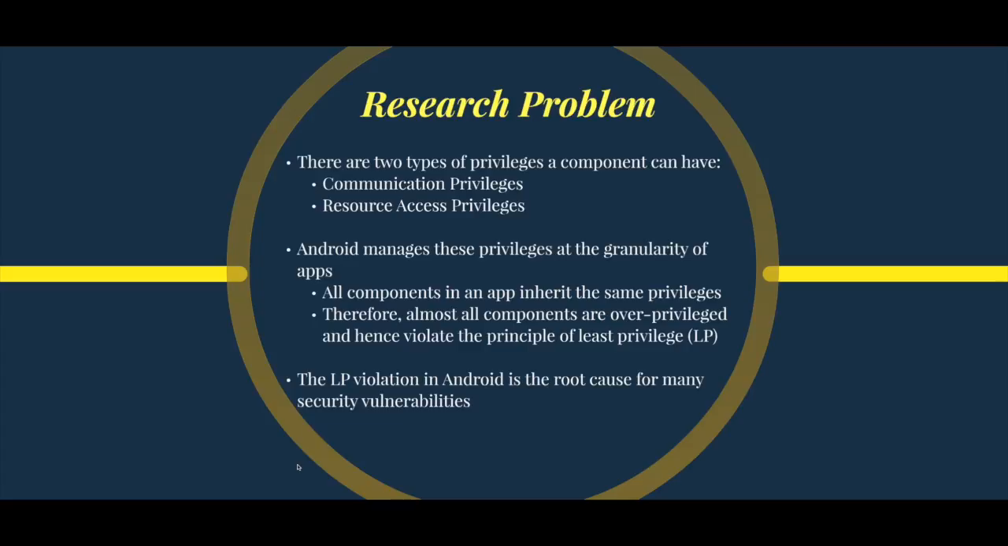There are two types of privilege a component can have. Communication privilege, in which a component can communicate with other components in the same app or in a different app. Resource access privilege, in which a component can access the system resources such as location service, telephony service, etc. The system resources are protected by system permissions.